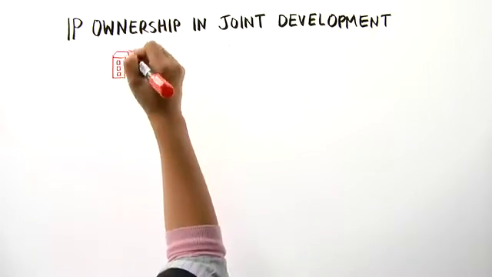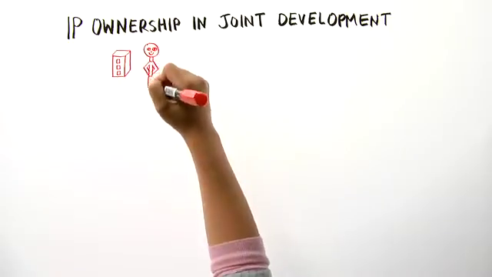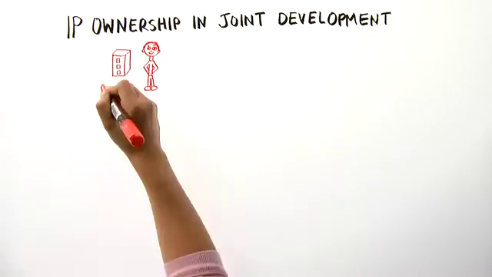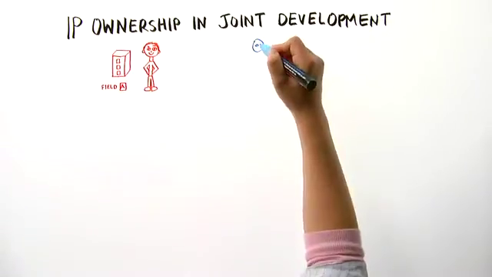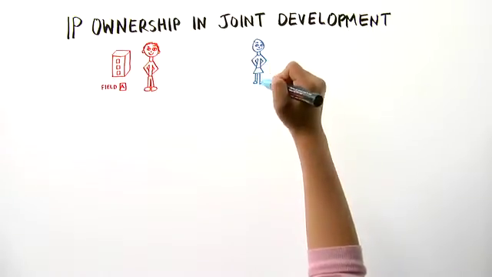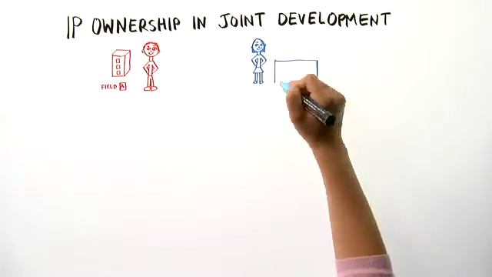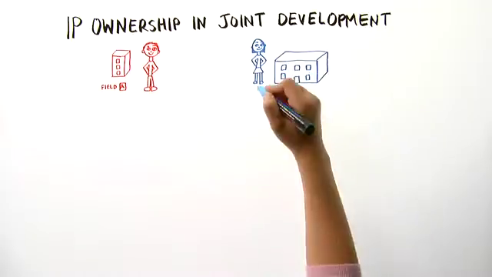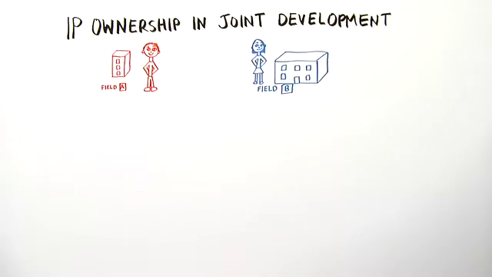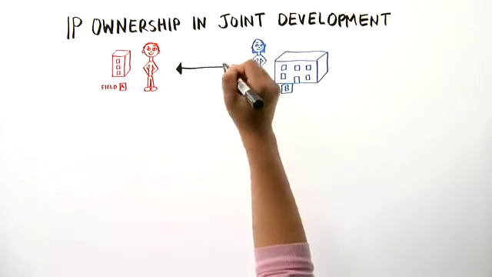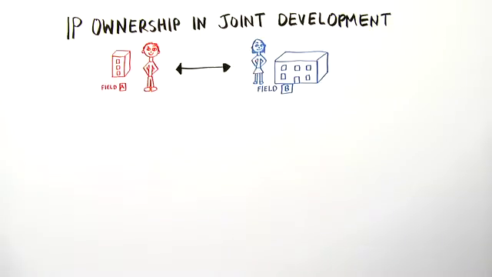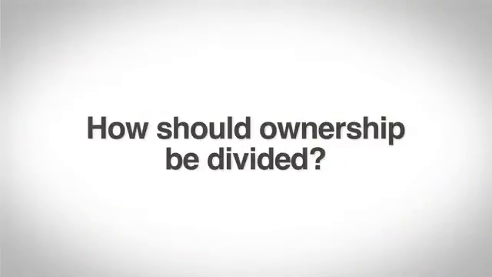To set the stage, assume that employee 1 works at company 1 in technology field A. In addition, employee 2 works at company 2 and is working in technology field B. Suppose company 1 and company 2 decide to enter into a joint development agreement. How should IP ownership be divided?